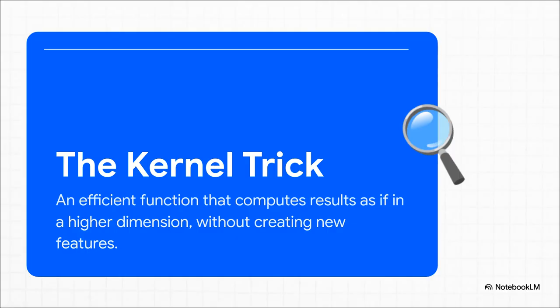That's the core idea. Now you're probably thinking, okay, but creating new dimensions and transforming all my data, that sounds really, really slow and expensive. And you'd be right. But this is where the real magic comes in. It's called the kernel trick. It is, for all intents and purposes, a mathematical cheat code. It's a function that figures out how the points relate to each other as if they were in that higher dimension, without ever actually doing the expensive work of transforming them. We get all the power without the pain.